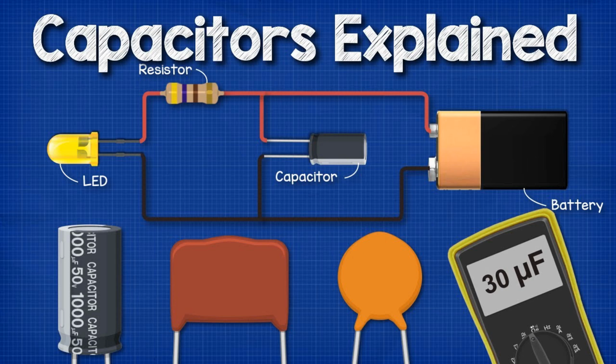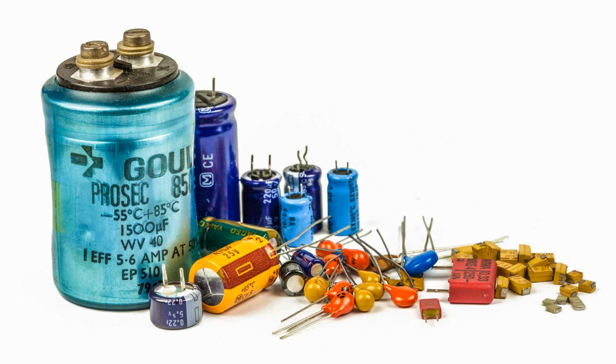Voltage reference circuits. Description: capacitors are used to stabilize voltage reference circuits, ensuring consistent and accurate reference voltages. Example: in precision voltage reference circuits, capacitors reduce noise and maintain stability, providing accurate reference voltages for measurement and calibration.